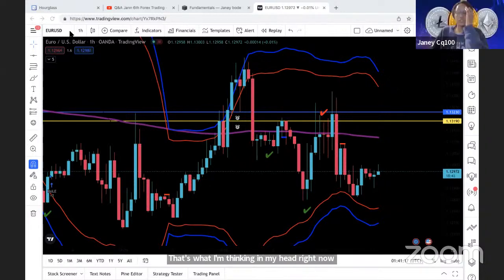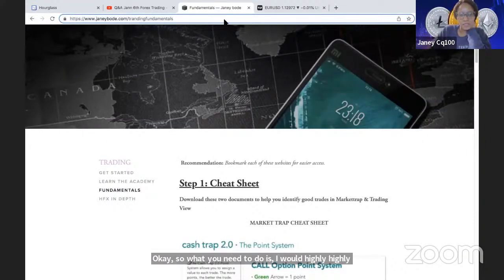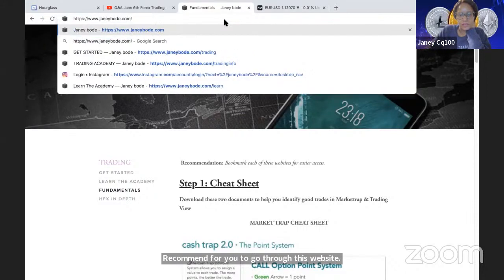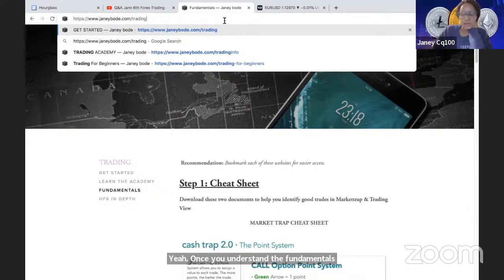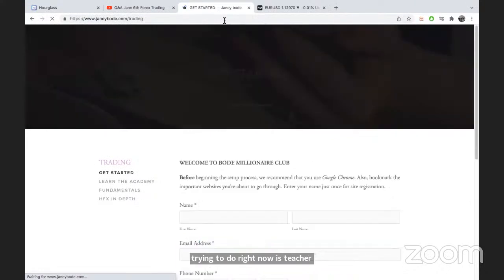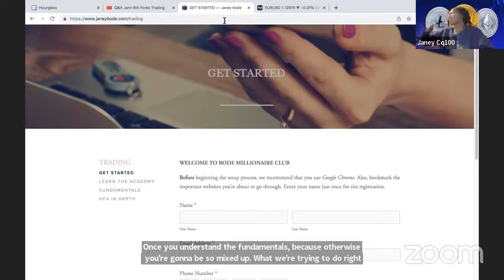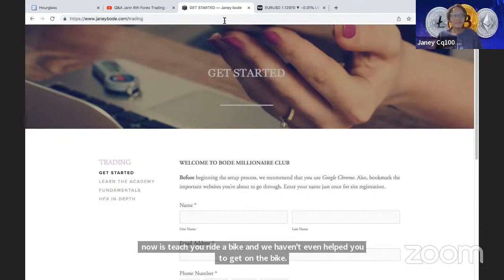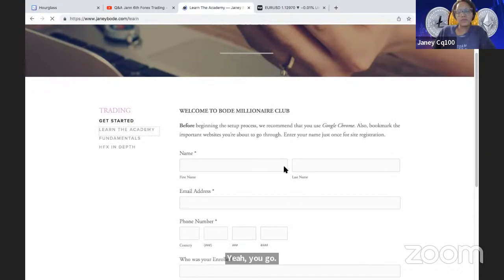Okay, so what you need to do is, I would highly, highly recommend for you to go through this website. Just understand the fundamentals. Once you understand the fundamentals, otherwise you're going to be so mixed up. What we're trying to do right now is teach you to ride a bike, and we haven't even helped you get on the bike. Yeah, I'm not even on the bike. I haven't even balanced. You've got to start here. Go through all of this.